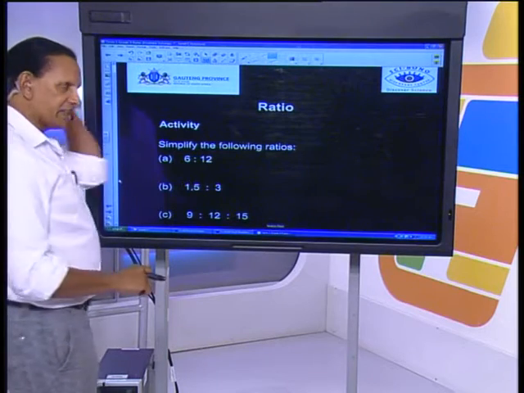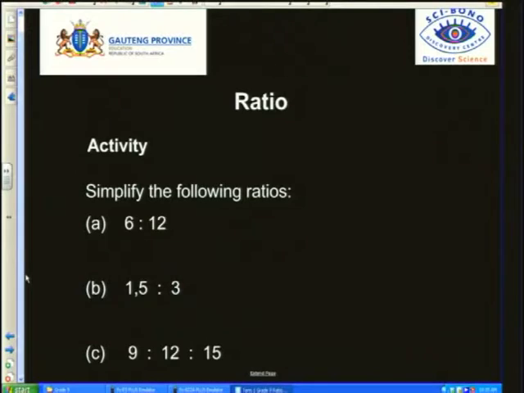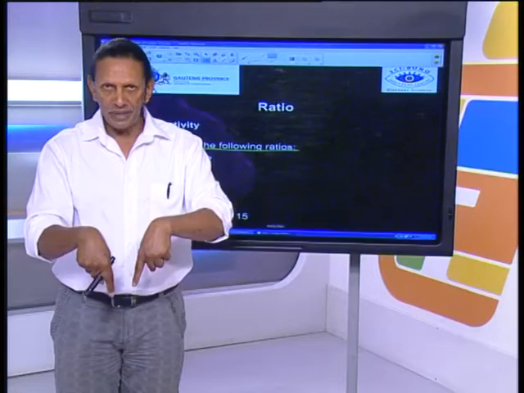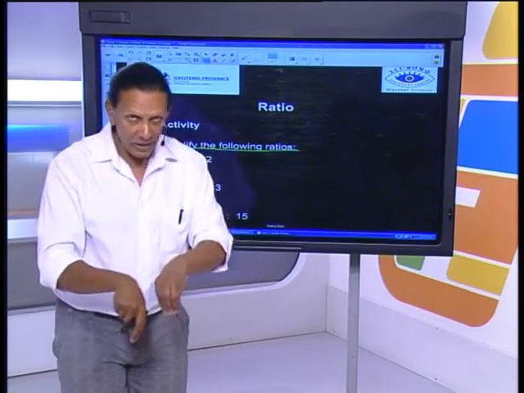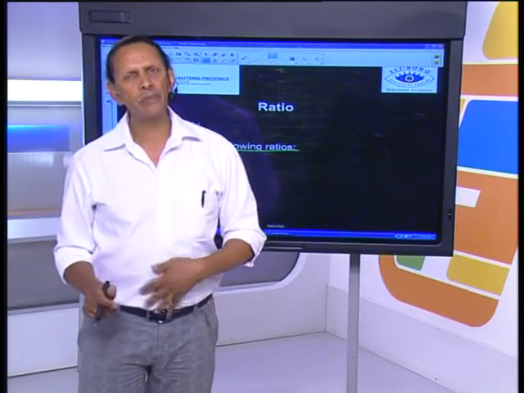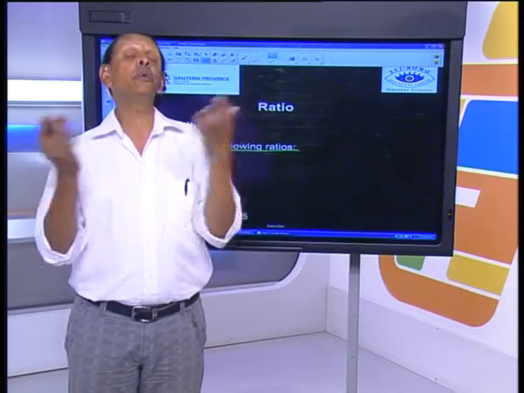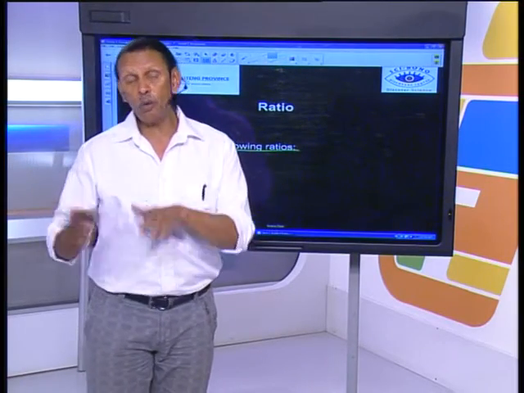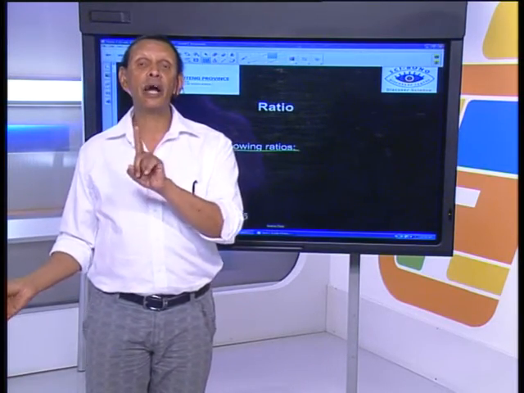Right, another activity. You must simplify the ratios. In other words, like 6 is to 12, simplify means you must bring it down, make it smaller, right? So all 3 of them. 6 is to 12, 15 is to 3, then 9 is to 12 is to 15. Right, here I'll give you a little bit more time, because it might be a little bit longer. You can do it now in a group, or with your friend next to you, right? So starting now.